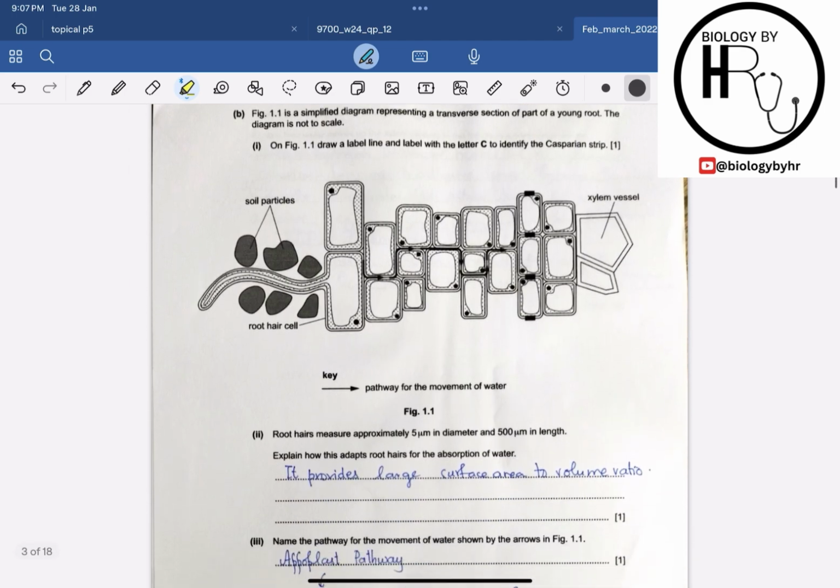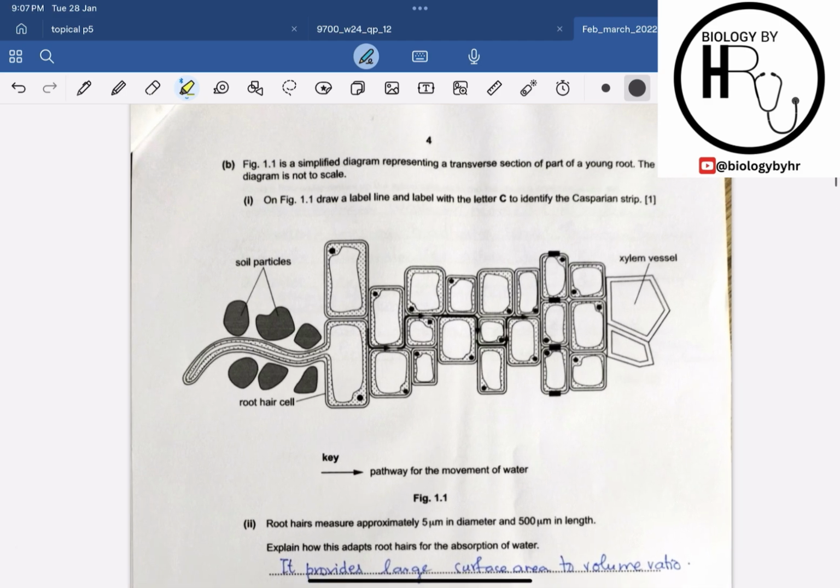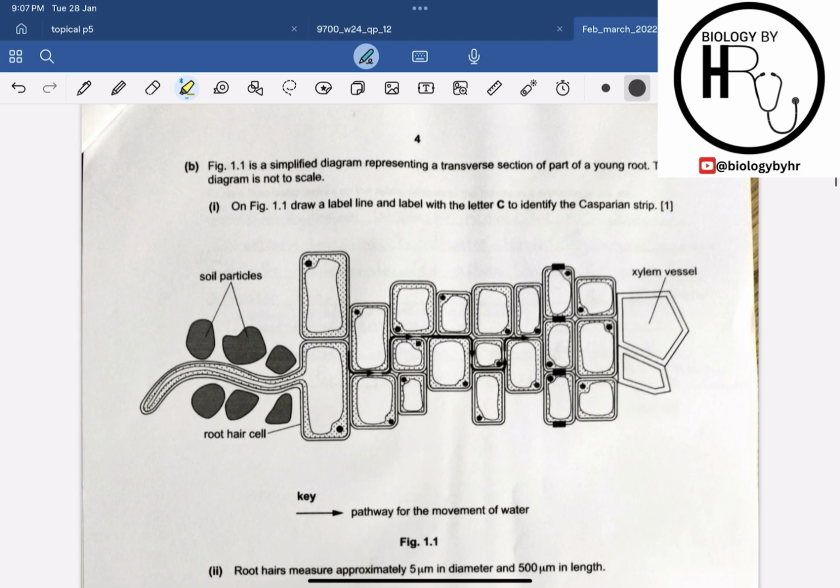Now let's move on to part B of this question. Part B says that figure 1.1 is a simplified diagram representing a transverse section of a part of a young root. The diagram is not to scale.